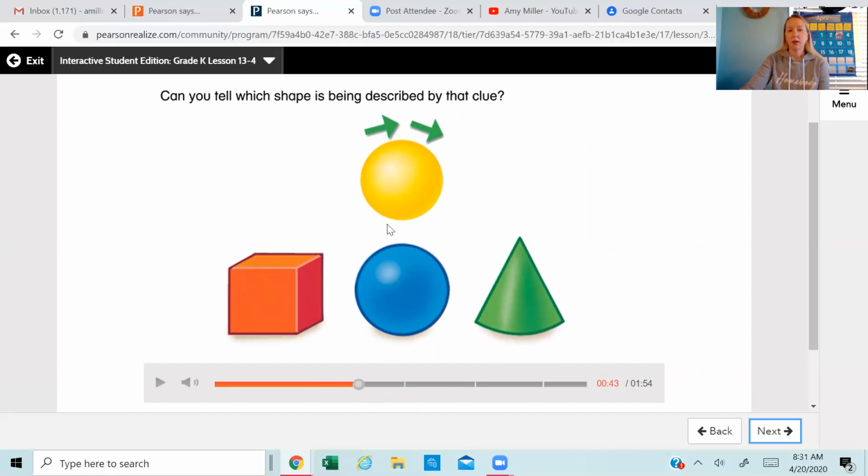Think about that for a minute. The only clue they gave is that the shape can roll. Can a cube roll? No. Can a sphere roll? Yes. Can a cone roll? Remember, a cone has a rounded or curved body, so a cone can roll. So you can't tell what shape it is just by that one clue, because it could be the sphere or the cone. Let's see if we were right. No, you cannot tell. Why not? Both the sphere and the cone can roll.